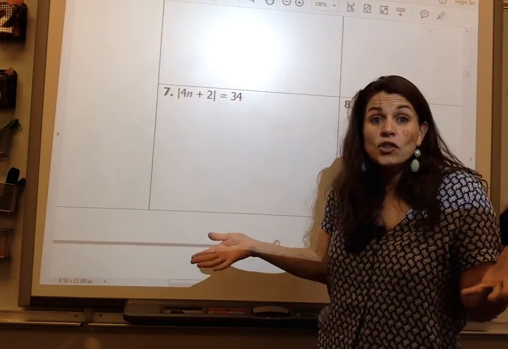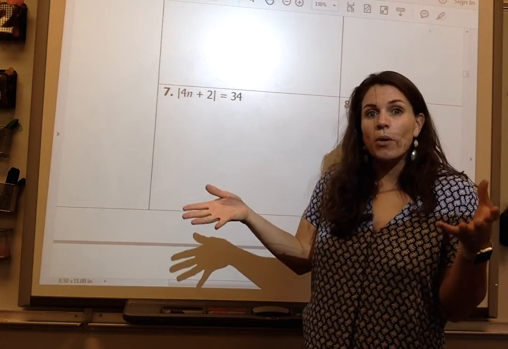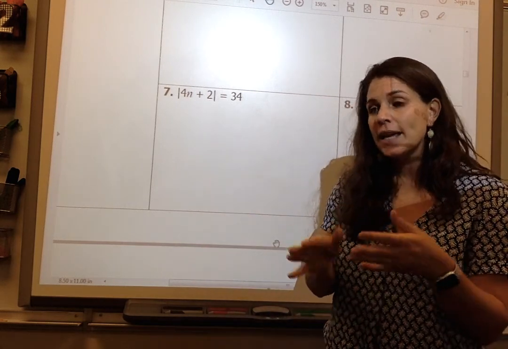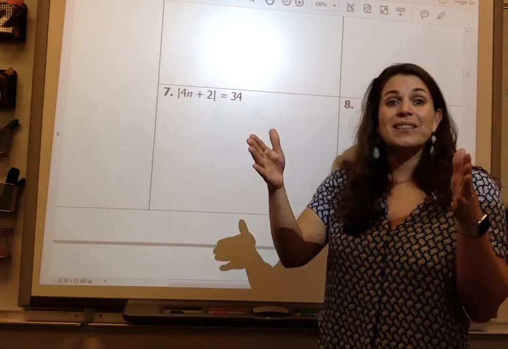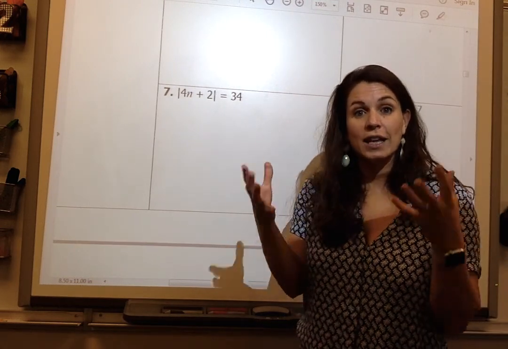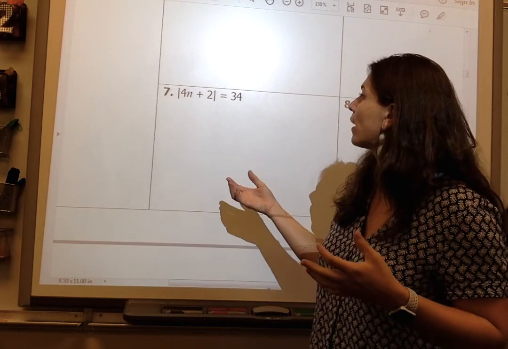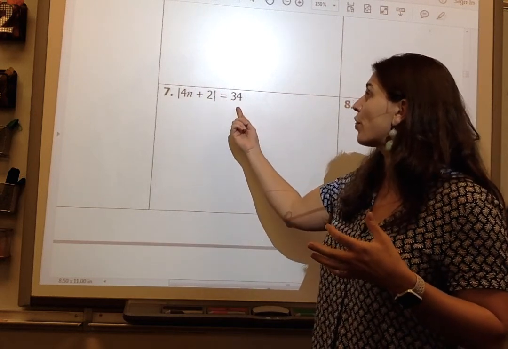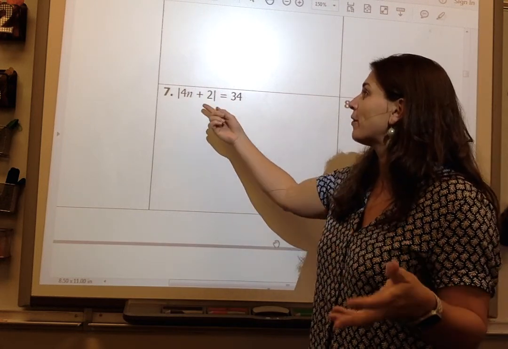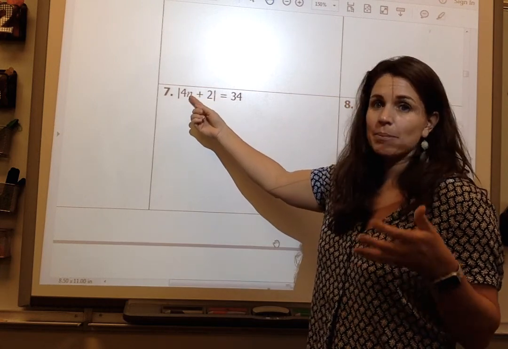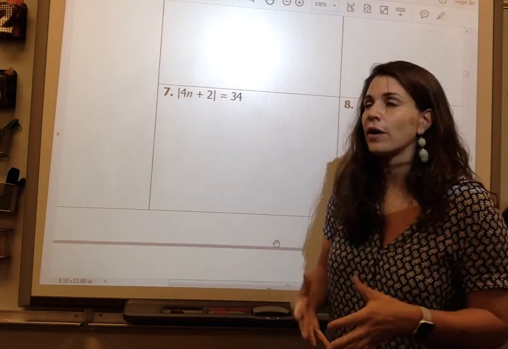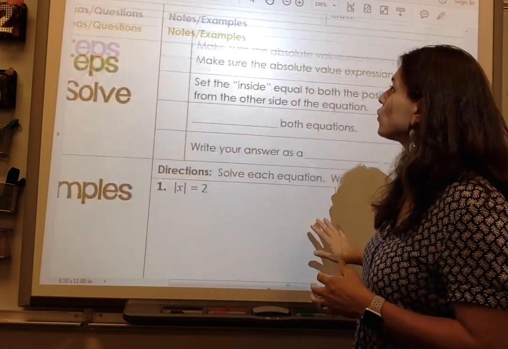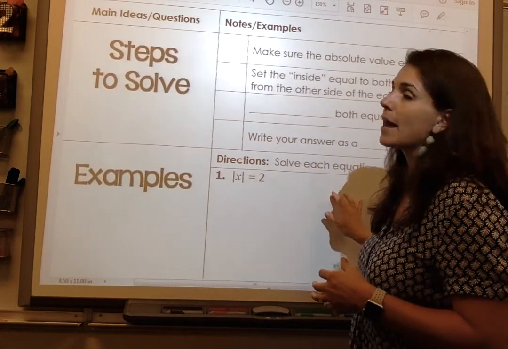What? How would I even start? I don't know. So remember, in math, we want to be efficient and we want to be correct. So now there's going to be steps to follow in order to get my solution set for absolute value. I know I could set this equal to 34 and find out that this value of n needs to be 8 because 32 plus 4 is 34. But how would I get my other value? So that's when we are going to start and look at the steps to solve.